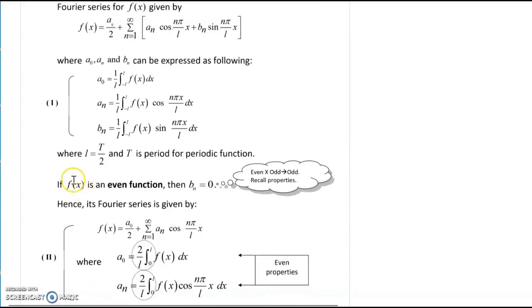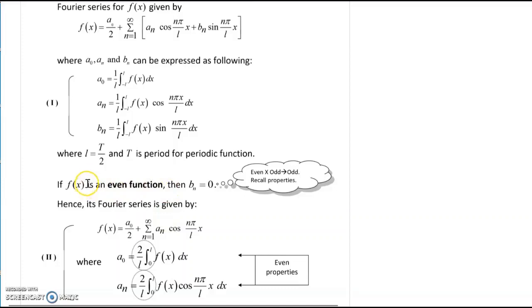On f(x). Now, if f(x) is an even function, so basically in the exam you are given the function f(x), and your task is to get the Fourier series of f(x). If you know your f(x) is an even function, then you don't need to compute the bn here. bn is 0. The justification is here.